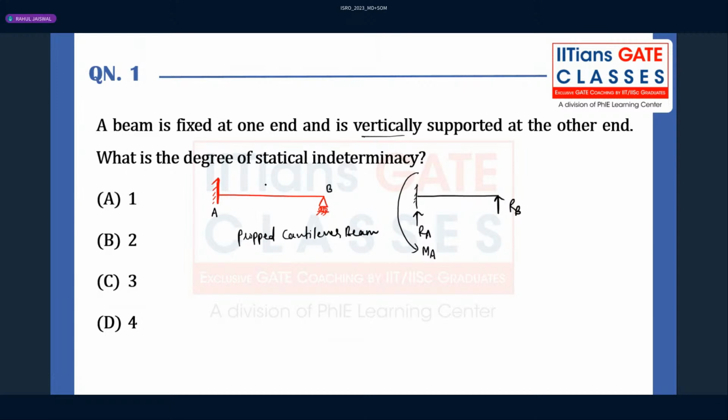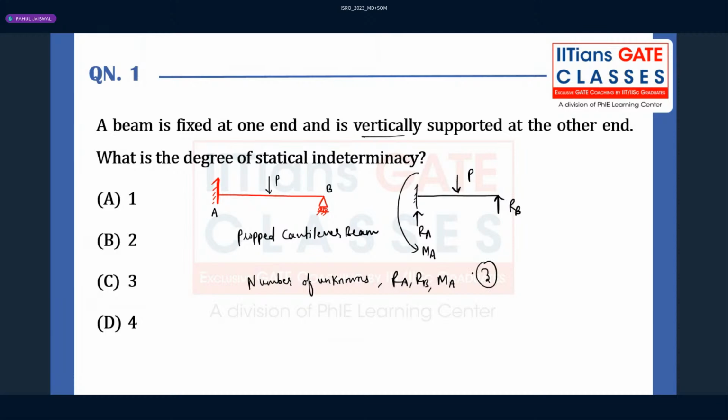And there might be some load acting somewhere. We don't know where, but there will be a certain vertical load, right? That must be acting. So how many reaction forces are there? The number of unknowns: RA, RB, and the resisting moment. There are three unknowns, right? Three unknowns are there.